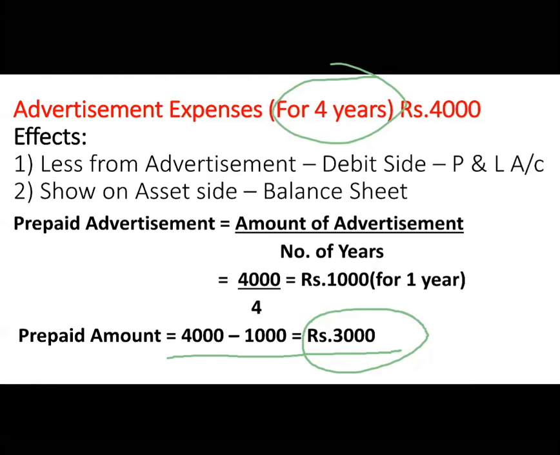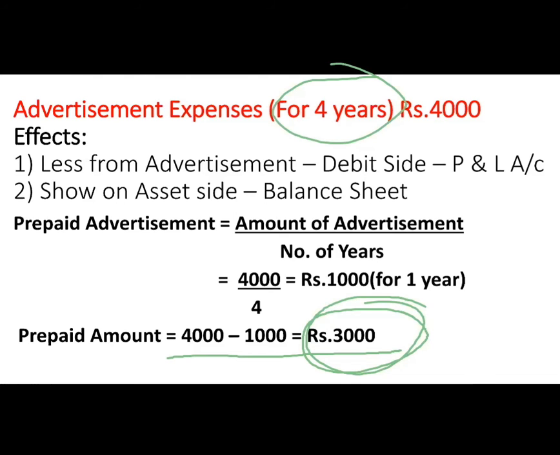So it will be nothing but a prepaid. It will be a prepaid because my year is of 1 year. The amount is given for 4 years, which means 3 years extra expenditure, extra payment is done. And the 3 years extra payment is how much? 3,000. So what will be my calculation now? It will be advertisement expense 4,000 less prepaid, because I had paid 3 years extra, so less prepaid 3,000. Outer will be 1,000.